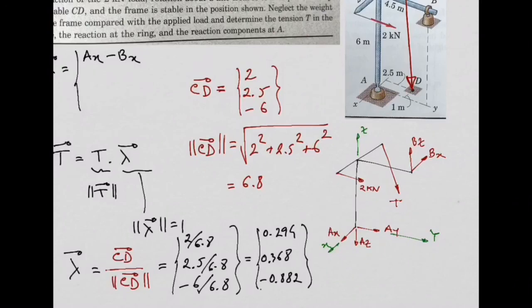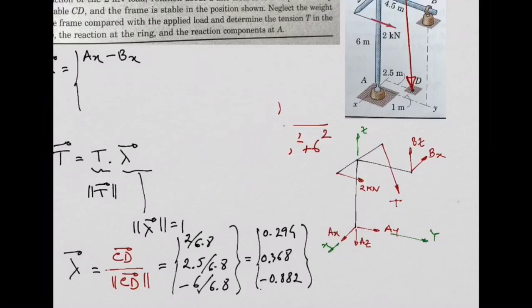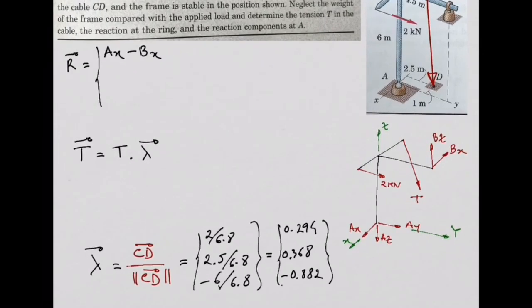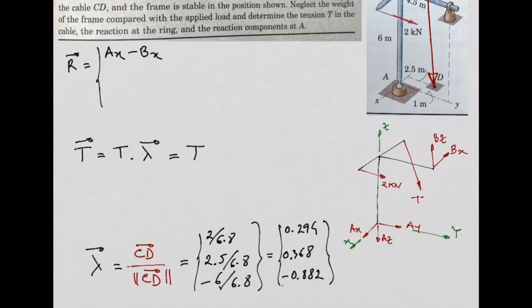Now, we are almost there. Let me just find some space here. Now look at this. I'm going to write my T vector, my force in the cable vector, as being equal to the norm T times the lambda, or unit vector, which is this one here. I'm just going to copy and paste here.